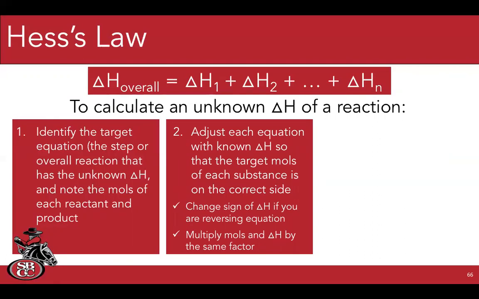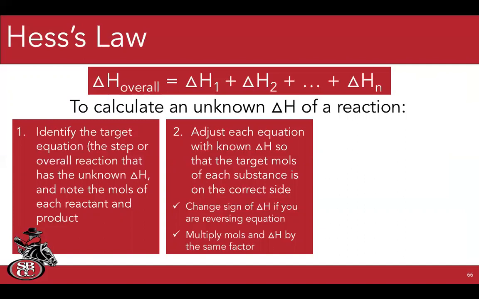up. And you want to then make sure that the products and reactants that are going to cancel or stay are in the right locations. If it's supposed to end as a reactant, it needs to end as a reactant. If it needs to start as a product, it needs to start as a product. How we adjust those reactions is that if we flip a reaction, and I'll show this to you in a second, we're going to flip the sign of delta H.